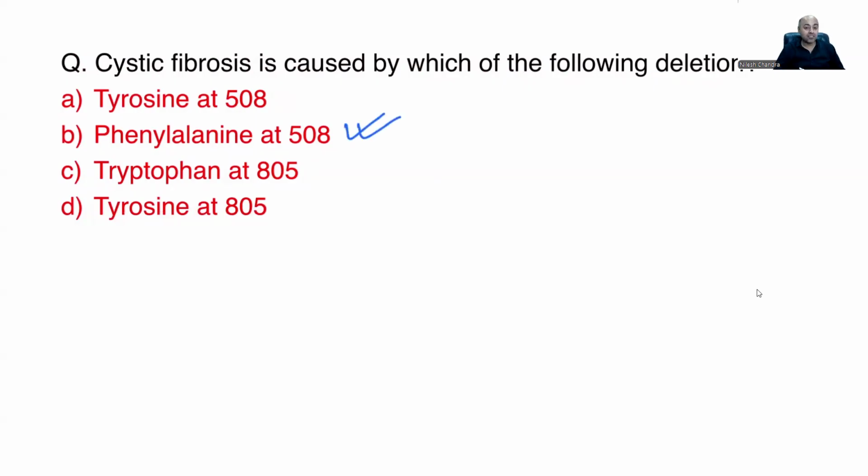The mutation is described as delta 508 in the CFTR gene, which results in the loss of the phenylalanine at position 508 in the protein chain.